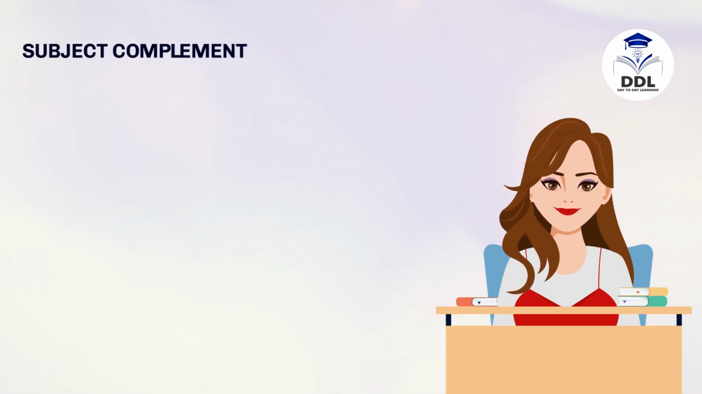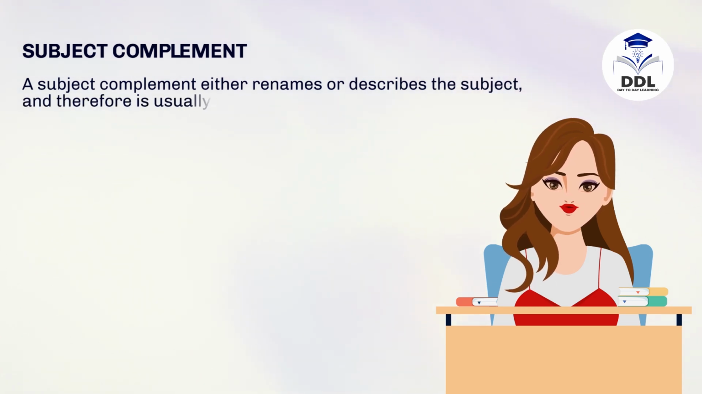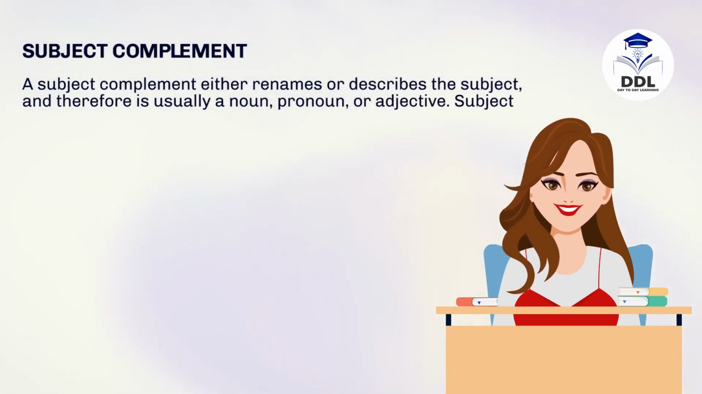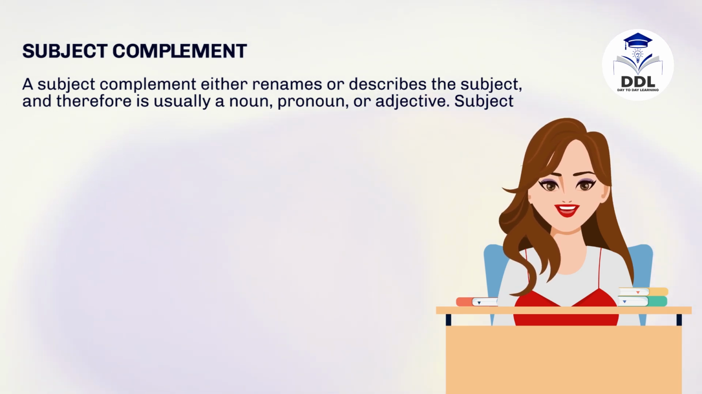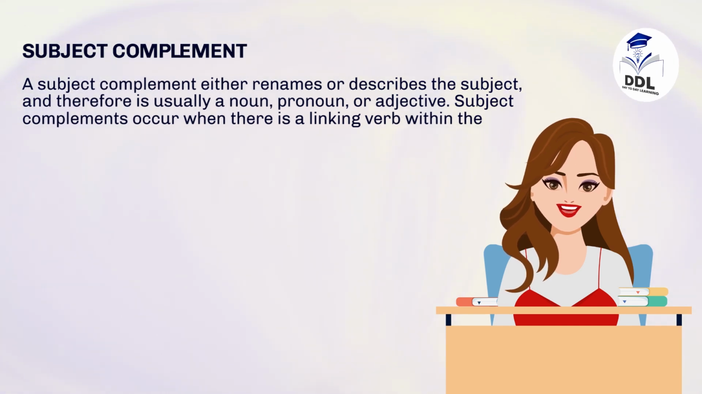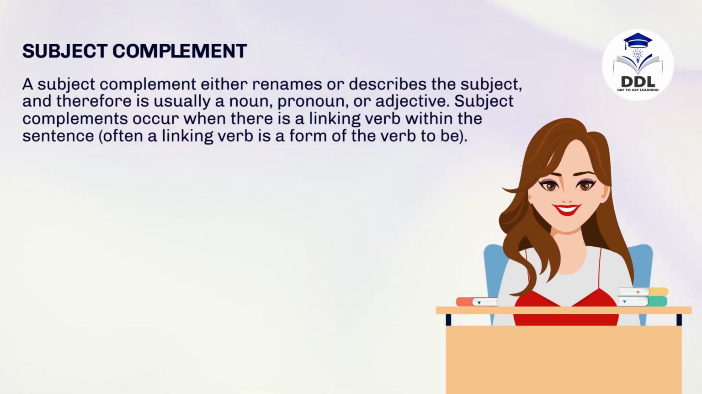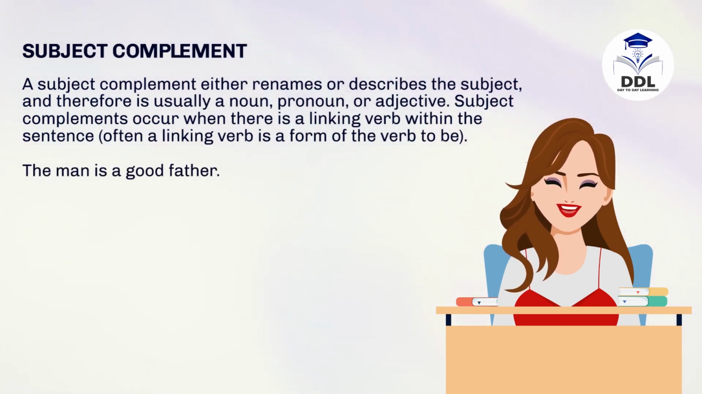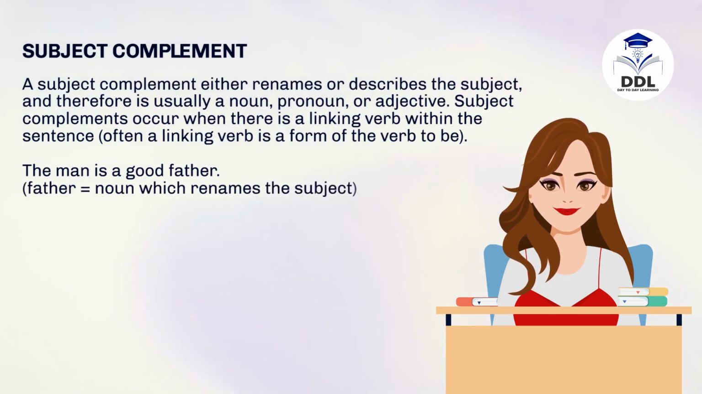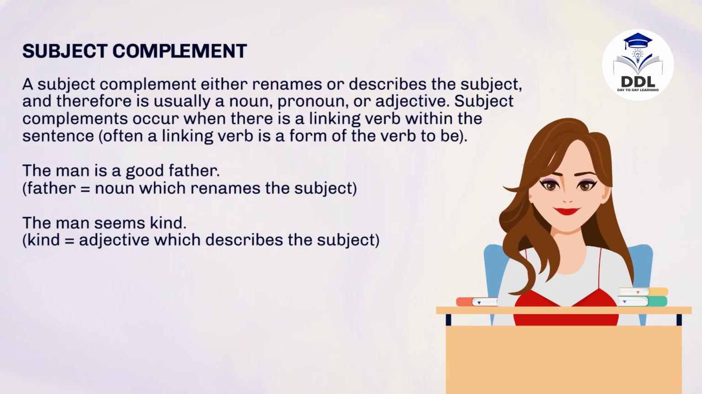Subject complement. A subject complement either renames or describes the subject and therefore is usually a noun, pronoun, or adjective. Subject complements occur when there is a linking verb within the sentence. Often a linking verb is a form of the verb to be. The man is a good father. Here, father is a noun which renames the subject. The man seems kind. Here, kind is an adjective which describes the subject.